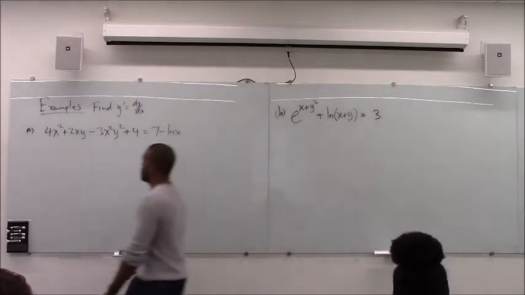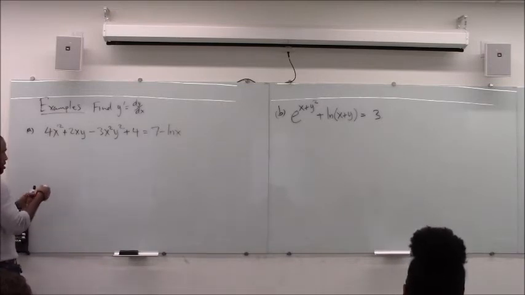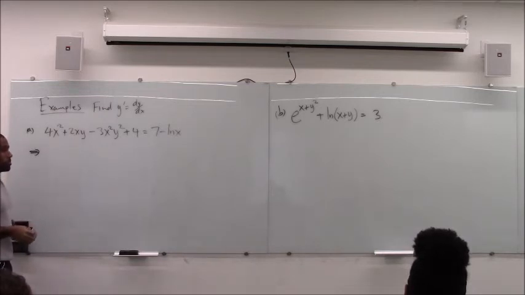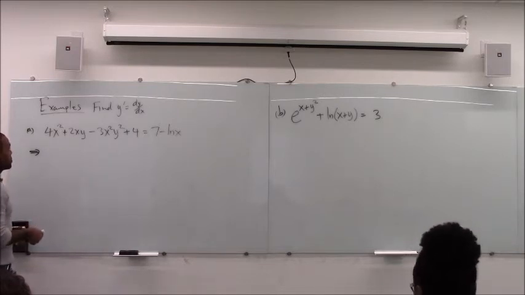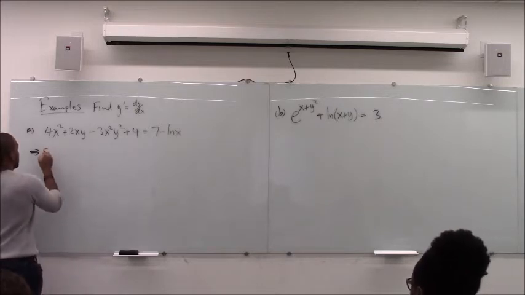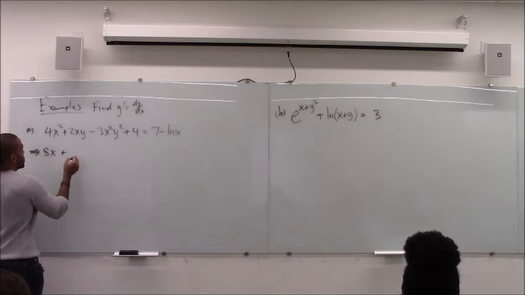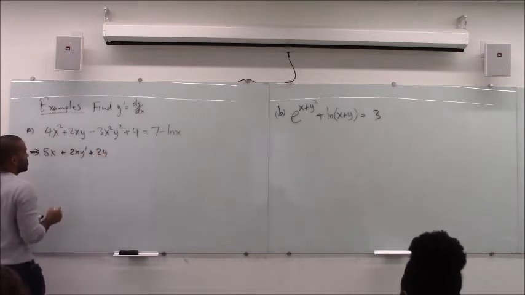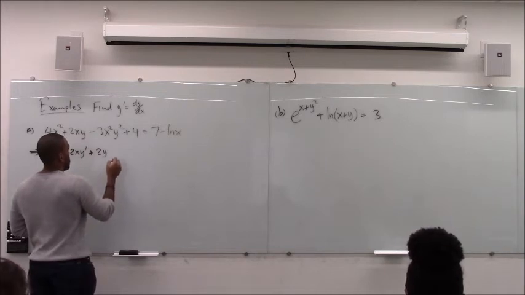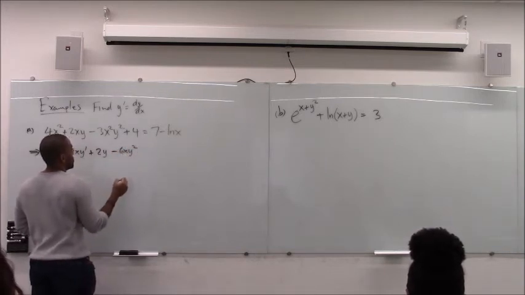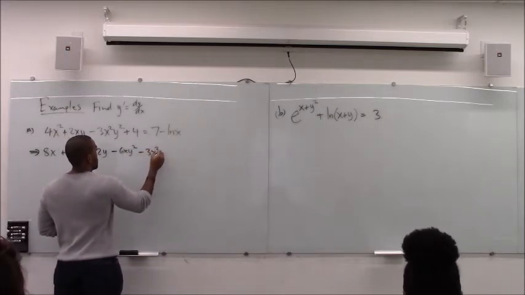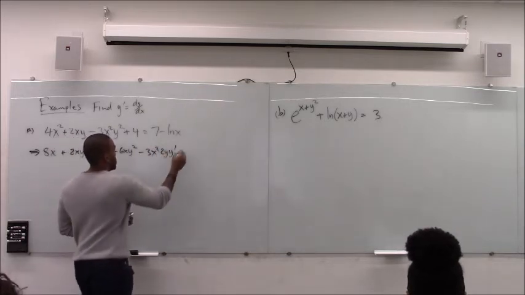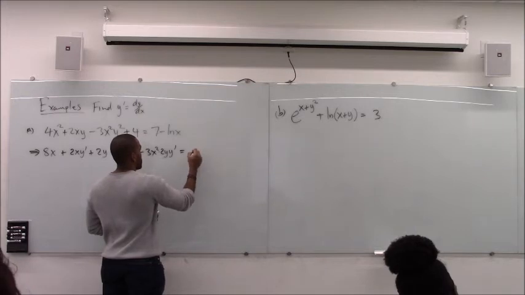Let's do this. Problem 1, Problem A, what do we do? I started off by doing the power rule for 4x squared, so I got 8x. Plus, I did the product rule for this one, so you get 2x y prime plus 2y. And again, the product rule for that term, so you get minus 6x y squared minus 3x squared times 2y times y prime equals, and then I got negative 1 over x.